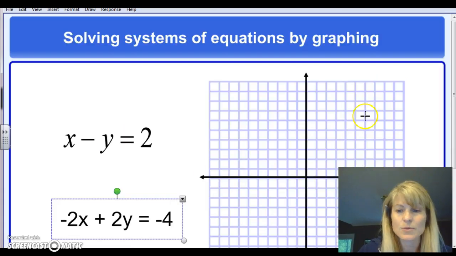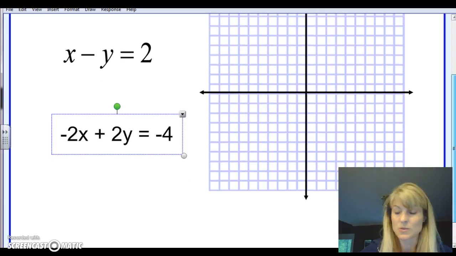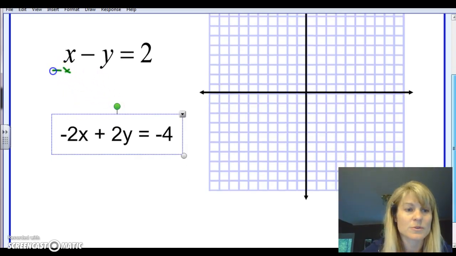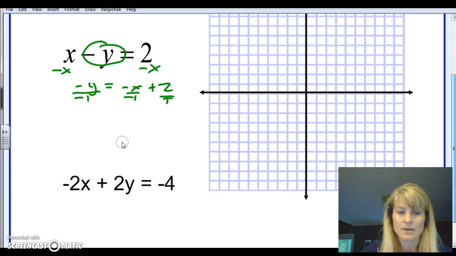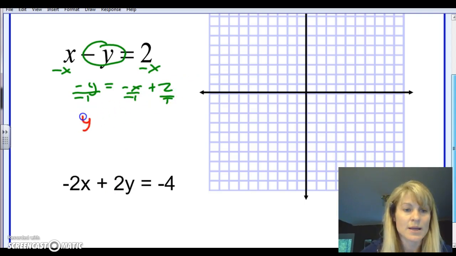All right, so then let's look at this one right here. This one again we want to put in slope-intercept form, so we'll subtract our x, and I'll get negative y equals negative x plus 2. Don't forget that's negative y. And then we can divide through by negative 1 because we can't leave y negative, right? So that will give me y equals x plus negative 2. So we're at negative 2, and it's going to rise 1 and run 1, so that'll be my graph.